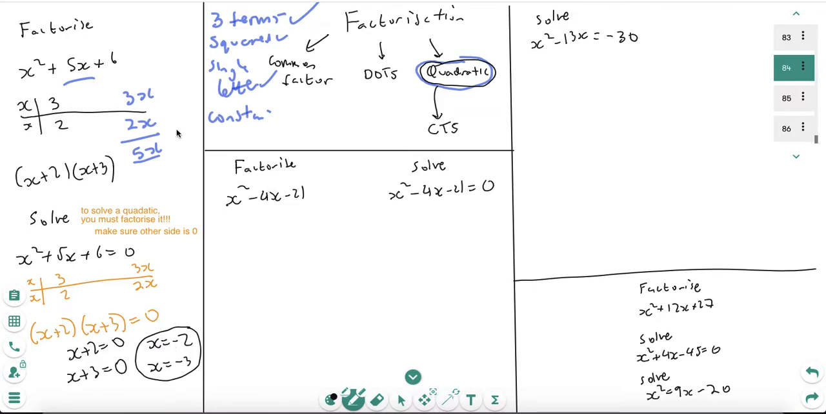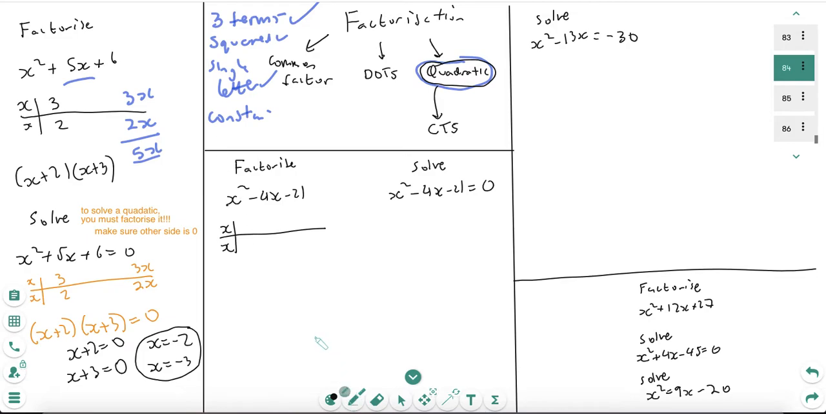So in order to solve a quadratic, first make sure the other side is 0, and then factorize it, okay? Here, factorize x squared minus 4x minus 21. All right, so it's a quadratic. I must use my cross method. I call this the cross method, by the way. What two numbers make x squared? Well, x times x. What two numbers make negative 21? Well, how do I multiply to make a negative number? Well, it's going to be a positive times a negative.